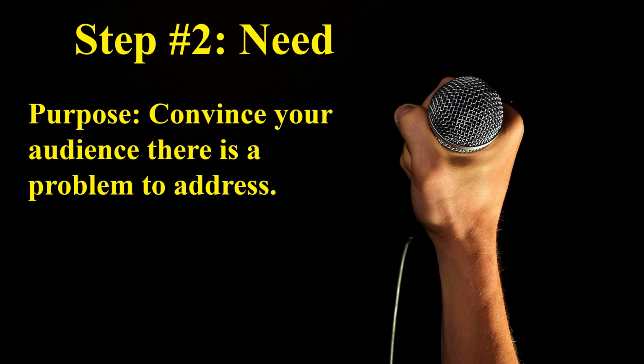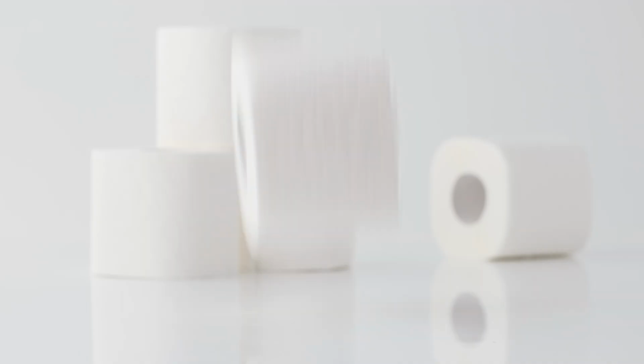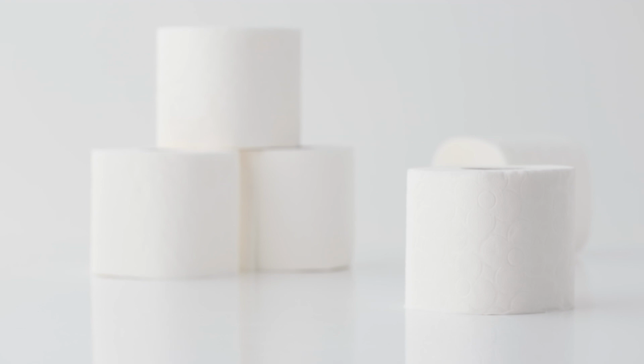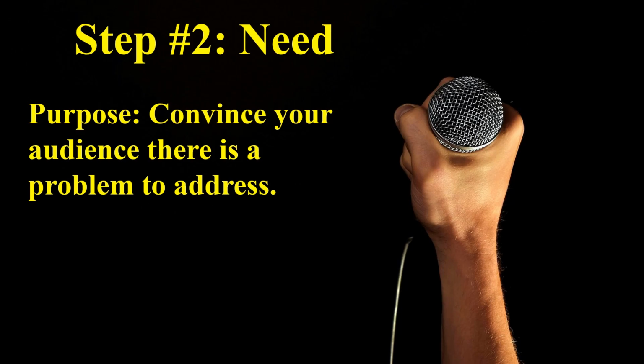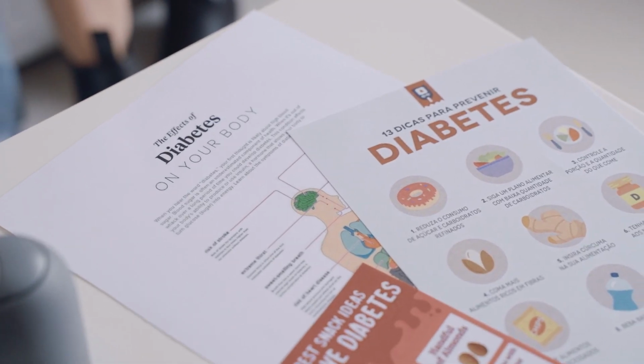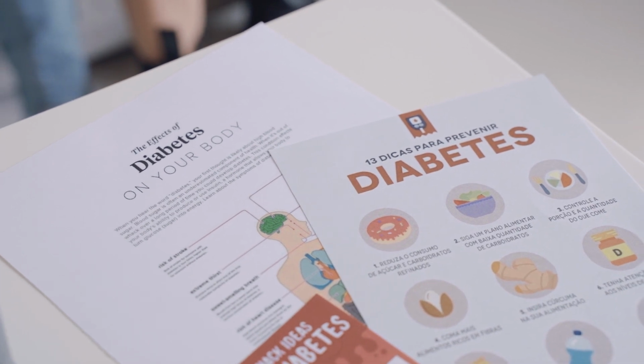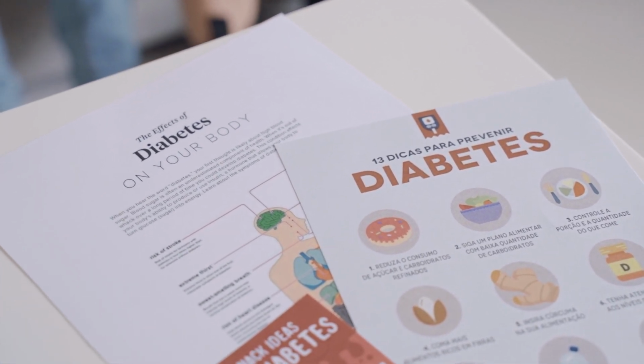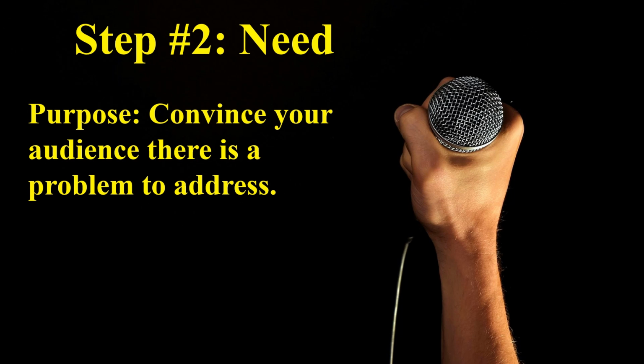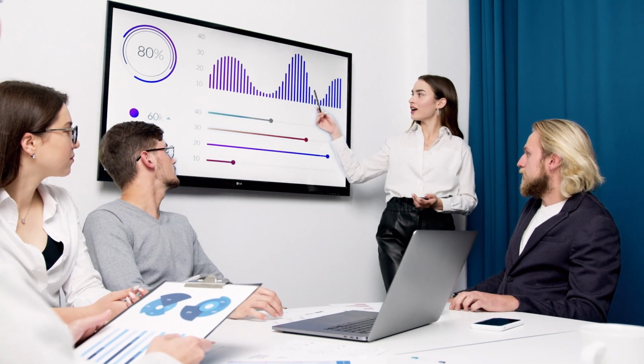The whole purpose of this step is to convince your audience that there is a problem or an issue that exists. For example, in a toilet paper commercial, the problem might be that your current roll of toilet paper is not absorbent enough. For a diabetes message, the need might be something about how there are harms or potential consequences from having untreated diabetes. And so a list of those symptoms of untreated diabetes might be one of the things that was included here in the needs step.